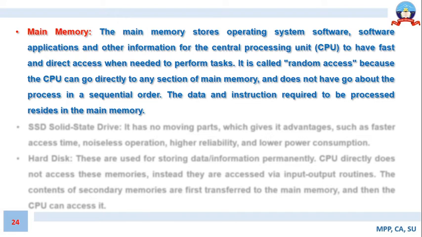Now let us try to understand the next type of memory that is called main memory. The main memory stores the operating system, software applications and other information for the central processing unit to have fast and direct access when needed to perform tasks. As I've already said, main memory is supposed to store programming instructions and the data that is to be executed by the central processing unit.